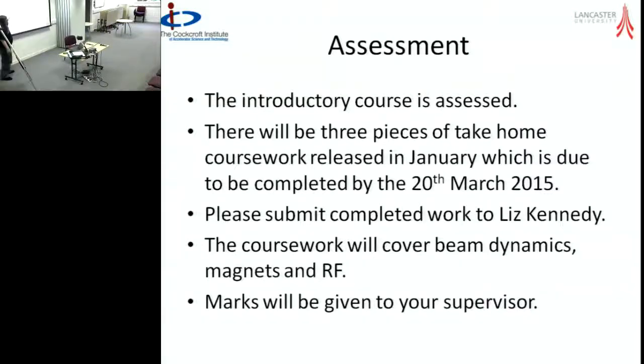You will submit your coursework to Liz Kennedy, who's up on the top floor next to the director's office. And the coursework, you'll have three pieces of coursework to do, one on beam dynamics, one on magnets, one on RF. And it's compulsory that all students do all three. Marks will be given to your supervisor, and your supervisor can do what they like with it, but we encourage that they use the mark as part of your upgrade review.